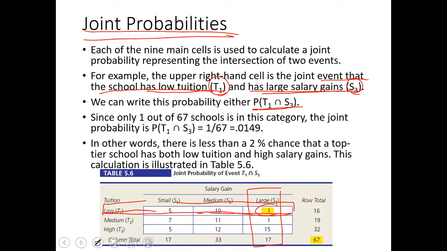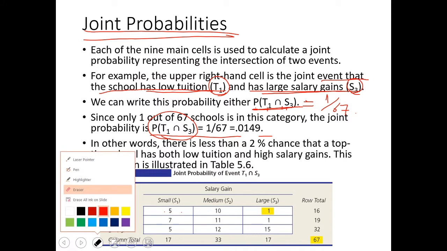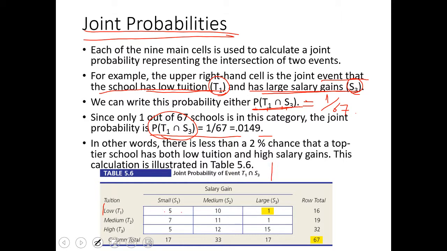So then we have this guy. The probability that T1 intersection S3 is 1 over 67. Using the contingency table, we can easily calculate this intersection probability. Using the same way, we can calculate other things.